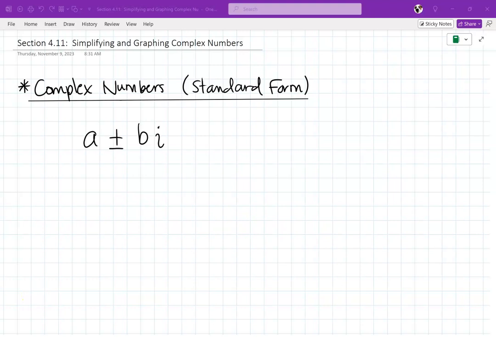All right, so we are skipping 5 sections. We're going to kind of go backwards after and go back to section 4.9. But right now we're going to look at section 4.11, simplifying and graphing complex numbers, okay?